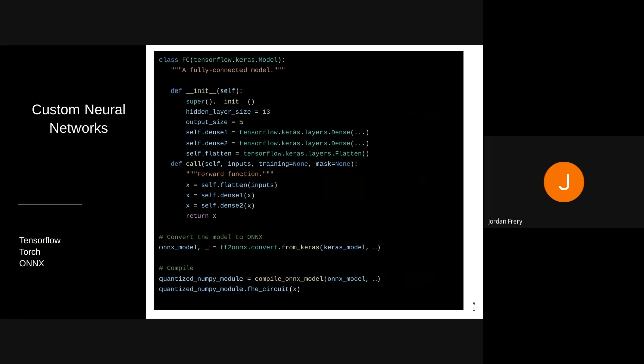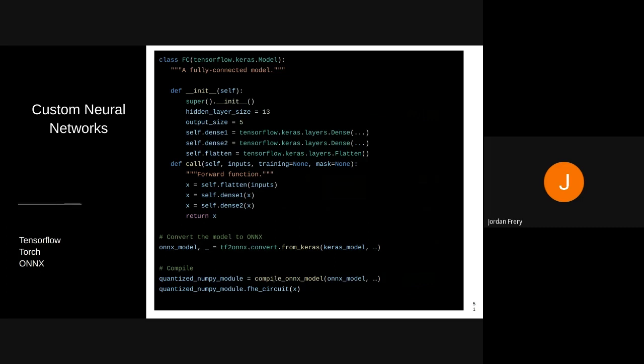And so the first step is, you basically create your Keras model. Let's say it's the fully connected here. You transform it to ONNX. There are different libraries that actually do this very easily. And then you can just send this into a Concrete ML function, which is called compile ONNX model.